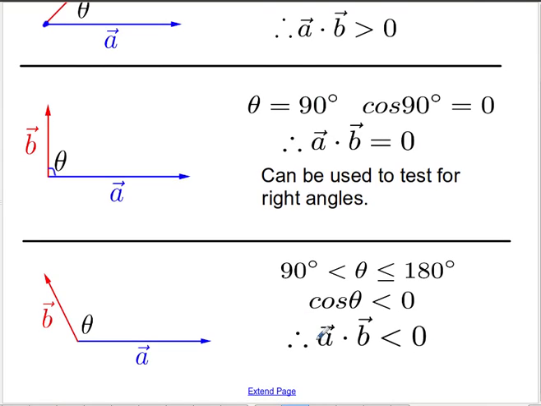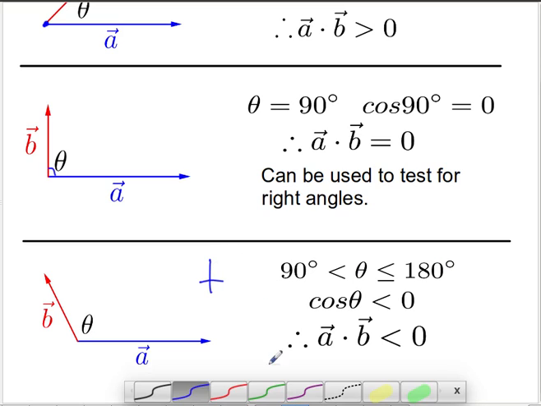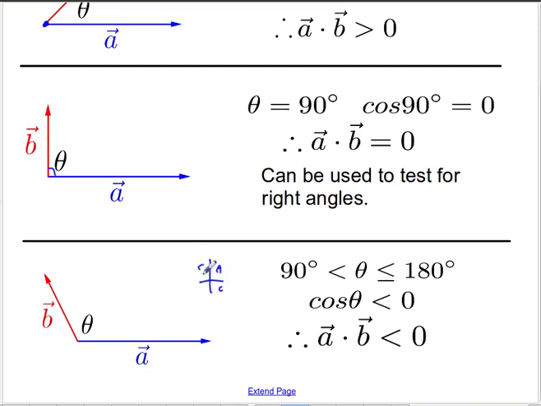And then finally, you could probably predict we were going to go here, which is if we have an obtuse angle, so if our angle is between 90 and 180, then by the CAST rule, between 90 and 180 puts us in quadrant 2, and we know that cosine is going to be negative there. But the magnitude of A and the magnitude of B continue to be positive, so that means that we end up with an overall negative result.